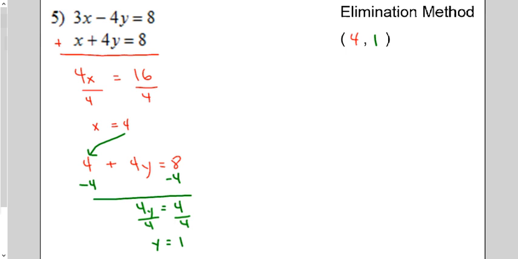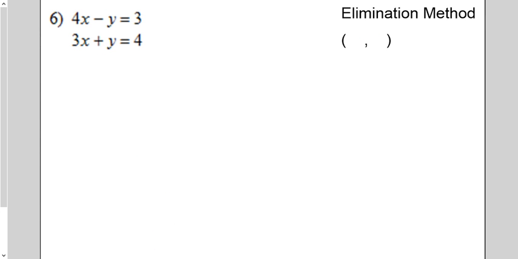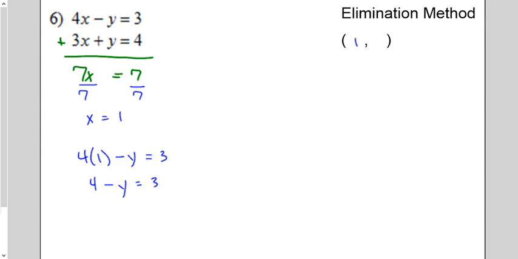And the solution is 4, 1. X is 4, y is 1. Here's the next one. Good luck. X equals 1. Now I just have to substitute it into the other equation. At this point, I want to remind you this is like a -1, so if you messed up, this is probably what threw you off. Y equals +1 for the y also, so x equals 1, y equals 1.